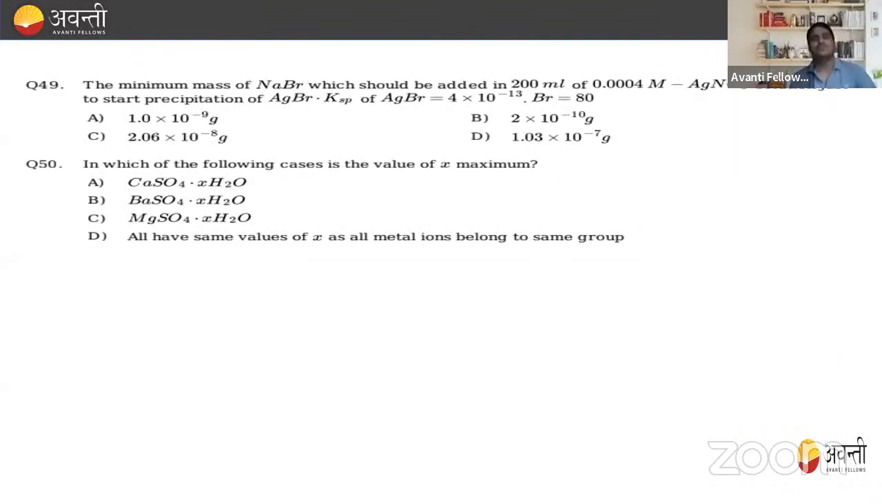Now, move to the next question. That is, the minimum mass of NaBr which should be added in 200 mL of 0.00004 molar AgNO3 solution to start precipitation of AgBr, for which the Ksp value is already given, 4 into 10 to the power minus 13. Right. You have to calculate the minimum mass of NaBr which should be added in 200 mL. So we know that for this, that is the concentration, right? So this is the concentration of Br negative. If you want to calculate this now, then it comes out to be 4 into 10 to the power minus 13.